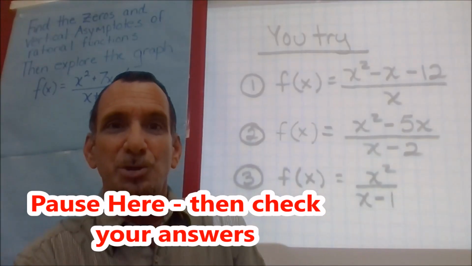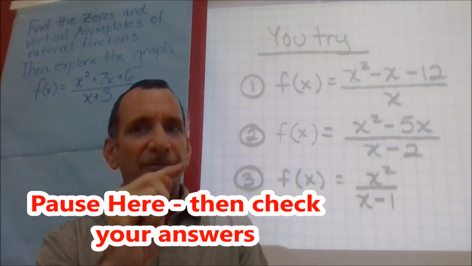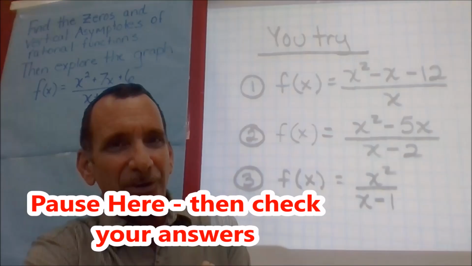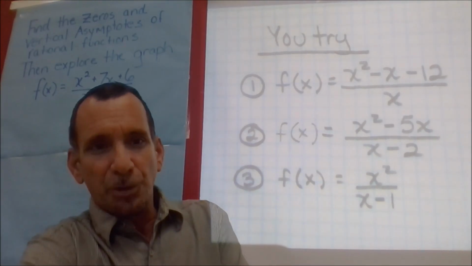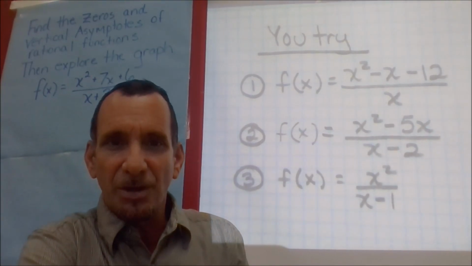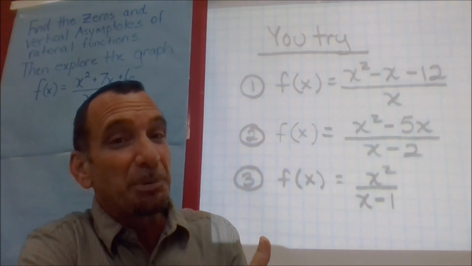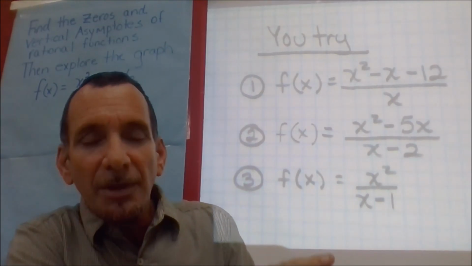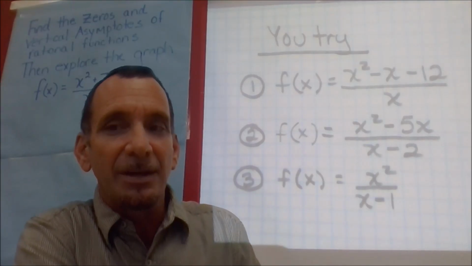So here's the you try. I would like you to find the zeros and the vertical asymptotes of these three functions and sketch the graphs. They're pretty easy problems. Check them on the graphing calculator.